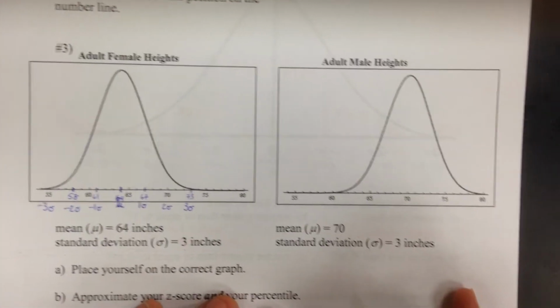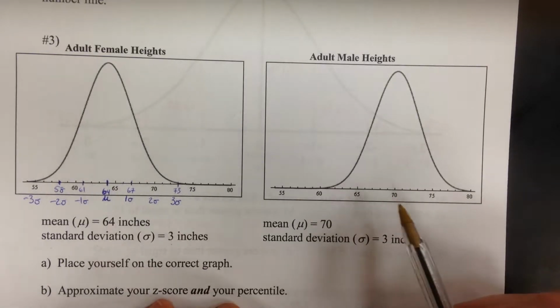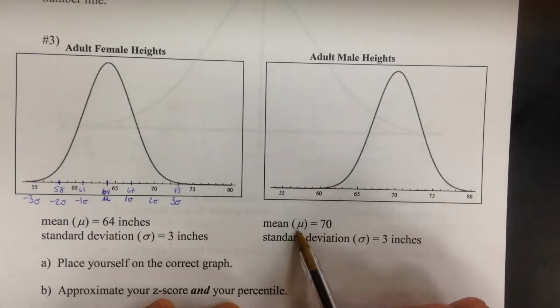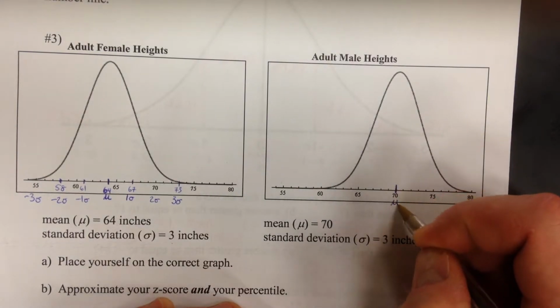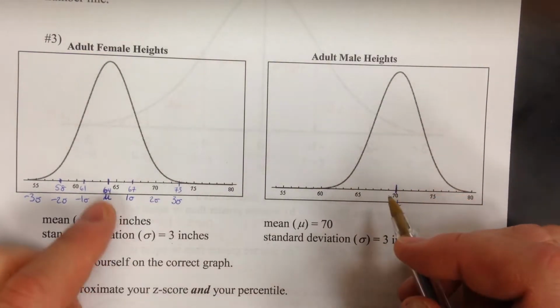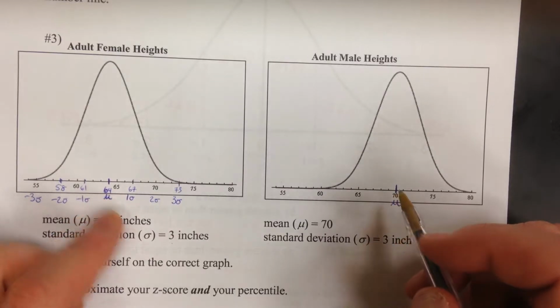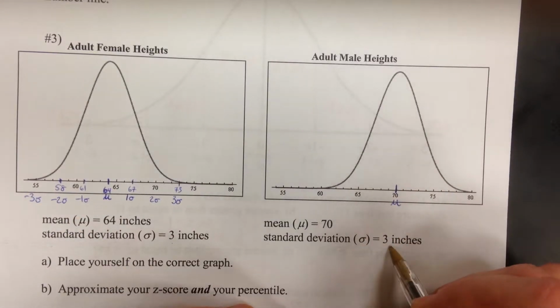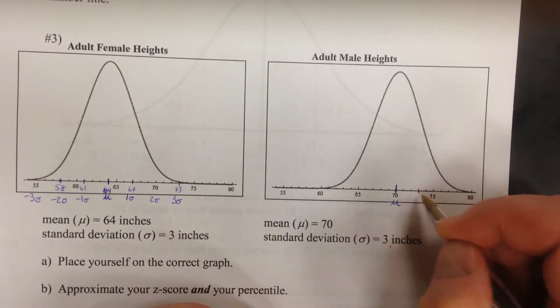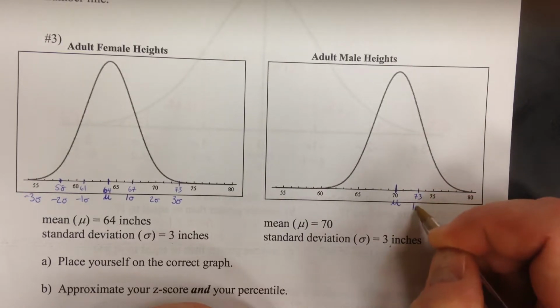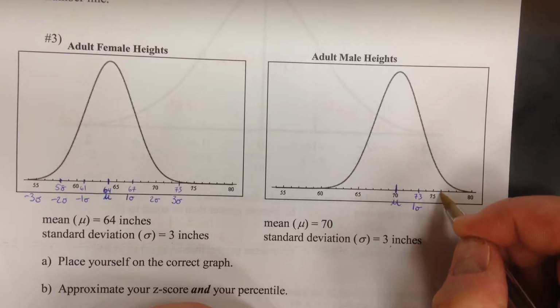Now what's going to happen with males, on average males tend to be taller, their average is 70. So 70 is the mean for the males. For the women it was 64. Okay, so it's different values. Notice the standard deviation though is the same. So the way that the numbers are spread out is actually the same. We're just starting from different points.